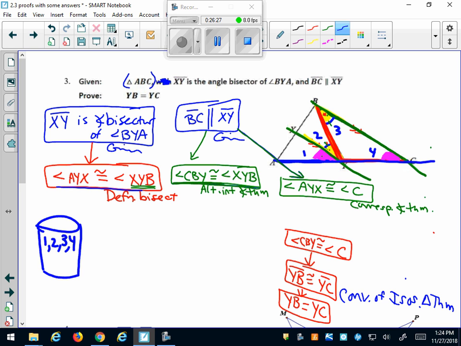So could I say now that 3 is congruent to 4? Yes, CBY congruent to C. We have enough information here to use transitive property.